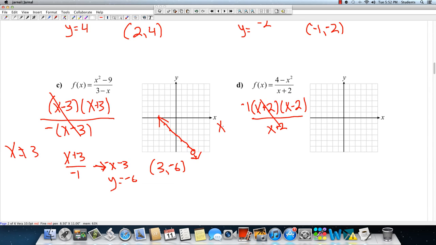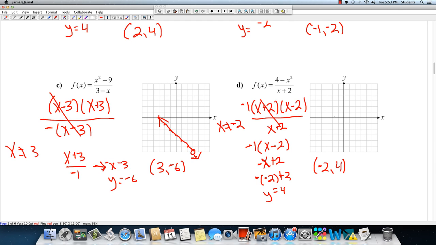Cancel that out. See that x cannot be negative 2, and we will be left with negative 1 times x minus 2, and we'll work that out to negative x plus 2, and we will put in our x value here of negative 2, so we'll get negative 2 plus 2, and this equals 4. So our point for our hole will be at negative 2 and 4.